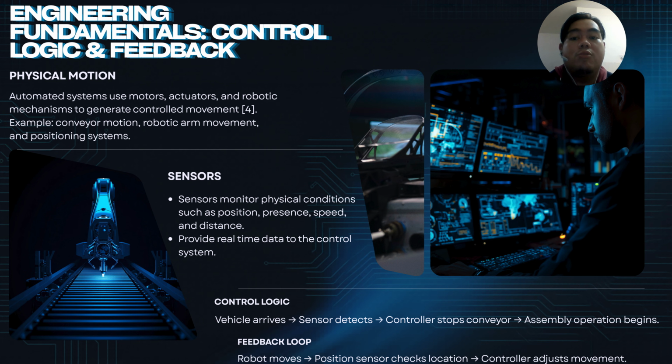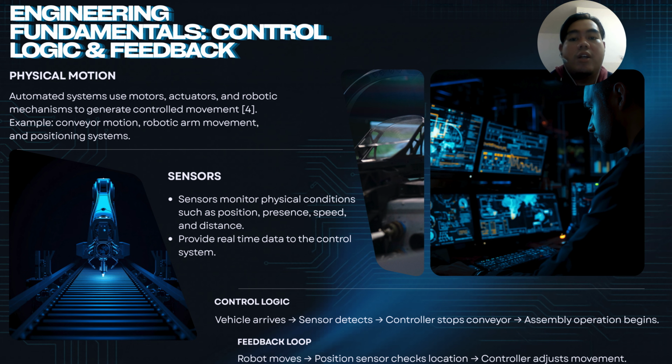To control this movement, sensors are used to detect conditions such as position, presence, speed, or distance. The sensor data is then sent to a controller which processes the information and determines the appropriate action based on predefined control logic. For example, when a vehicle body reaches a workstation, a sensor detects its position and sends a signal to a controller. The controller then stops the conveyor and allows the next assembly operation to begin.